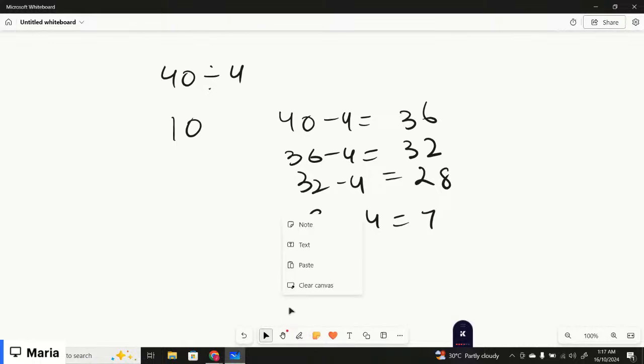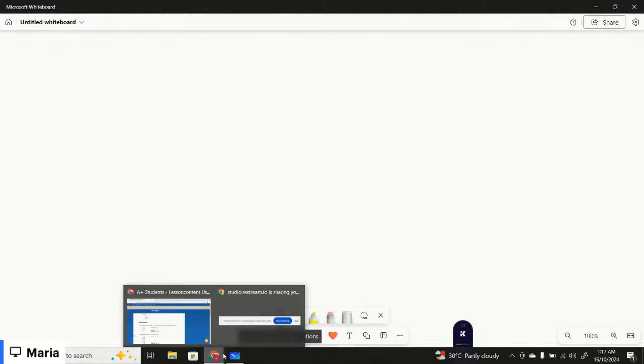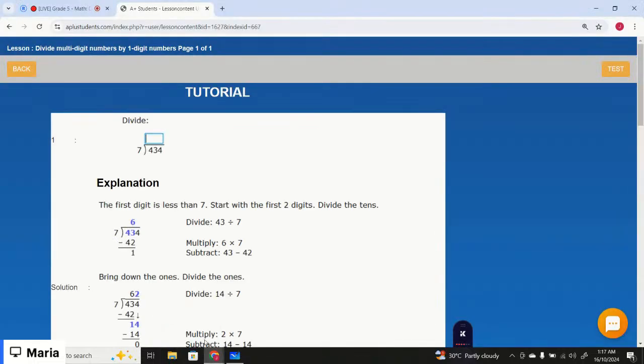Most of you still don't know how to divide using the long division method, but still, everyone, you don't want to repeat. 434 divided by 7. You guys are just here to waste your own time and the others' also, right?